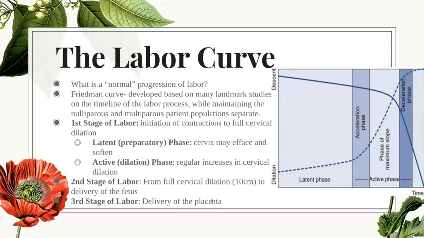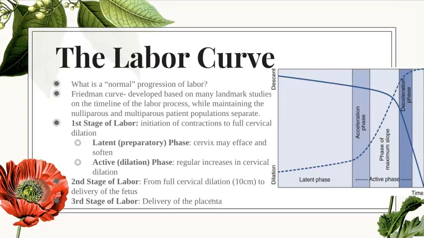The first stage of labor starts with the beginning of regular contractions and ends with full cervical dilation. This stage is subdivided into the latent phase and the active phase. The latent phase, which is also known as the preparatory phase, involves cervical effacement and softening. The active or dilation phase involves regular increases in cervical dilation.